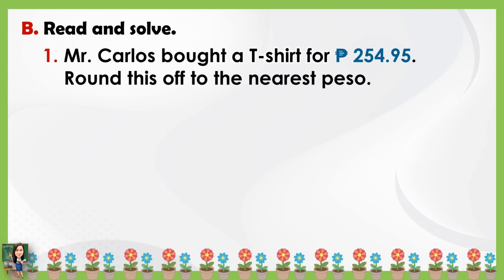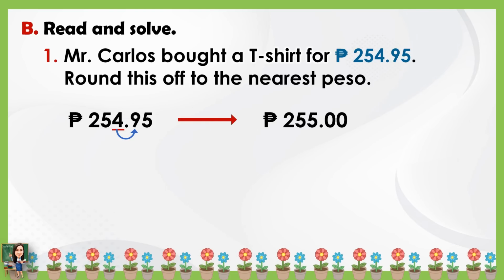For letter B, read and solve. Number 1. Mr. Carlos bought a t-shirt for 254 pesos and 95 centavos. Round this off to the nearest peso. So 254 pesos and 95 centavos. The rounding place is 4. The digit to the right of the rounding place is 9. 9 is greater than 5. That means we are going to add 1 to the digit in the rounding place. So 4 becomes 5. The estimation is 255 pesos.